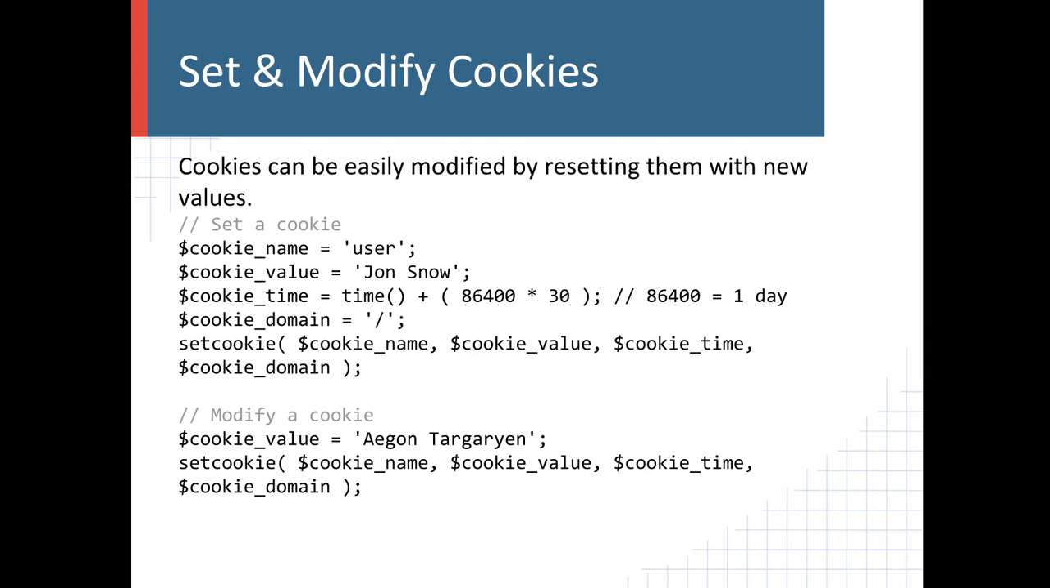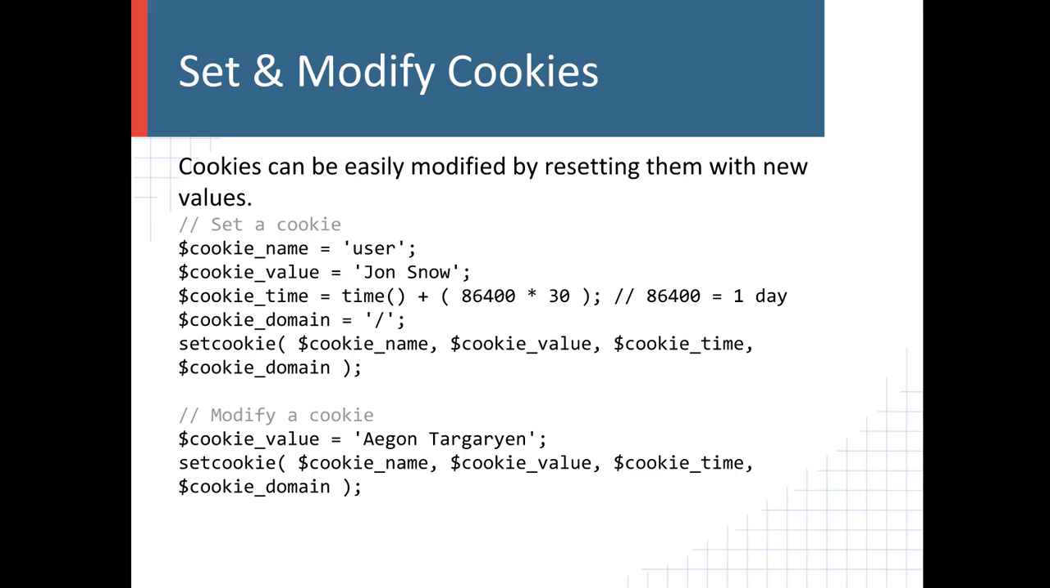Here's how we can set a cookie. We have a cookie, the name is user, the cookie value, Jon Snow. We set its time expiration with the time function. The time function gives us the current time in milliseconds. Then we add 1 day's worth of milliseconds times 30. So then here we set the cookie. Now that we've got all the variables that we need, cookie name is user, cookie value is Jon Snow, cookie time is 30 days from now. And cookie domain really is the path argument here. Putting the / as its value lets us go across all the folders in our site.